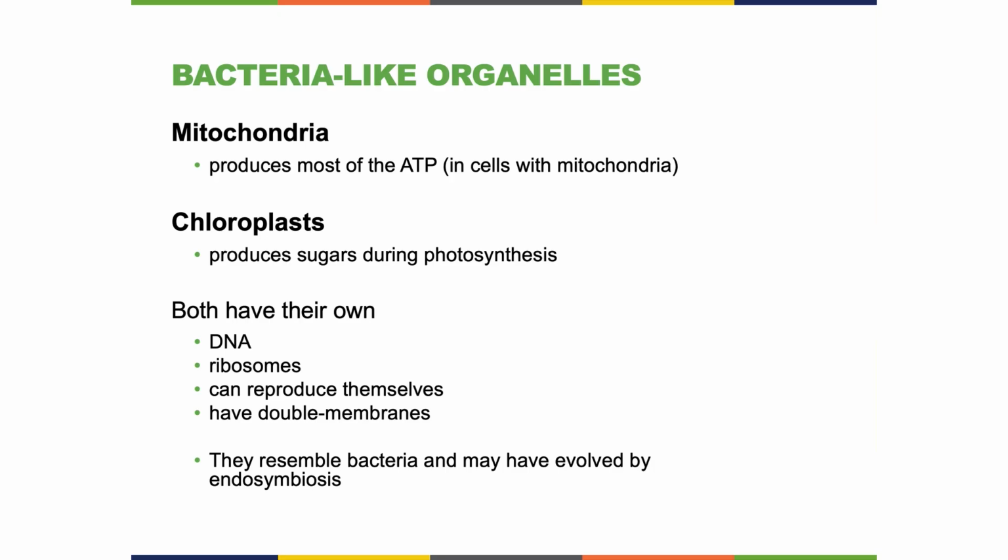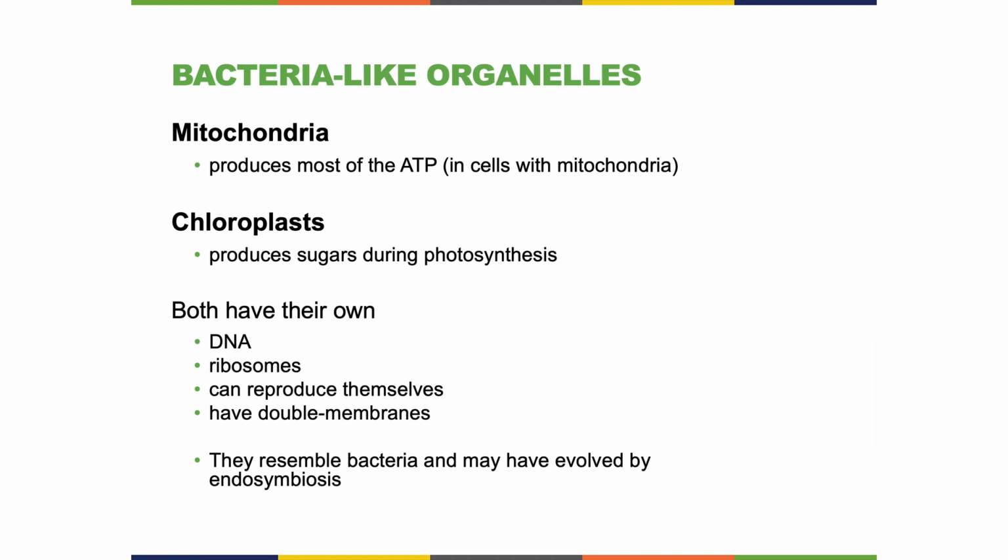Know that they both have their own DNA. These are organelles that have their own DNA. They have their own ribosomes, and the ribosomes are like bacteria ribosomes, not like eukaryotic ribosomes. They can reproduce by themselves when the cell needs either more sugars or more ATP. They all have double membranes, like they were ingested and put into a vacuole, but not digested. They use waste products from the cell and produce high energy products that they share back with the cell. And when they reproduce by themselves, it's by binary fission, the way bacteria reproduce.